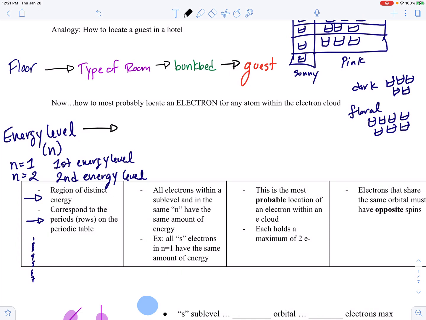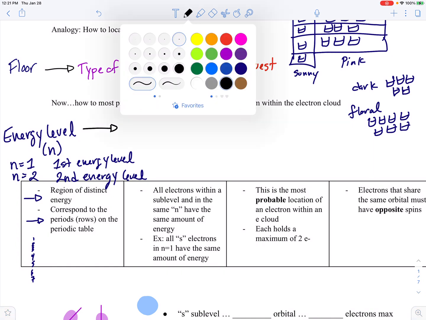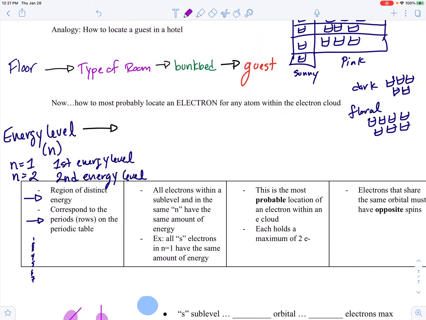Now, our next analogy: once we know what floor or energy level we're on, we can also figure out what type of room we're in. That's synonymous with the idea of a sublevel. So each floor has certain sublevels on it. Floor 1 only has s, only has the sunny room. The second floor, or the second energy level, had the sunny room, but also had a pink room. Now, once you get up to the third floor, it has additional rooms. So they have a sunny room, a pink room.